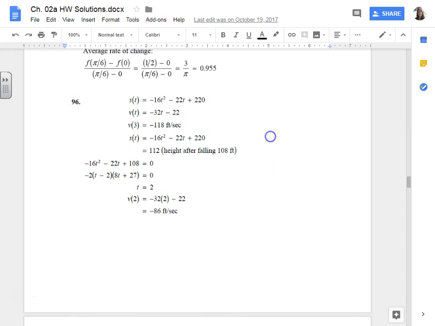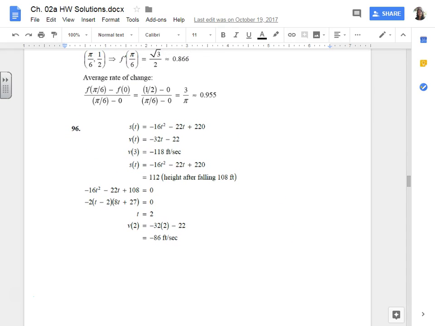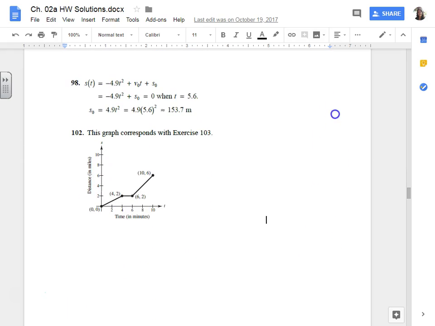Got it. Number 96. Sorry. Instantaneous average, in case you're still looking. Was 96 easy? Not really. There were two questions being asked in number 96. One of them was the velocity after 3 seconds. That's this guy right here. That's one answer, negative 118 feet per second. And the other answer was how fast it was going when it dropped 108 feet. The first answer is negative 118 feet per second. The second answer is negative 86 feet per second. We'll come back to it.